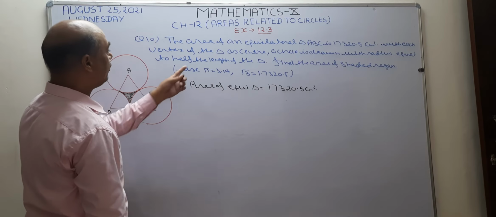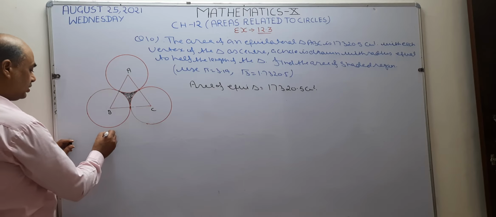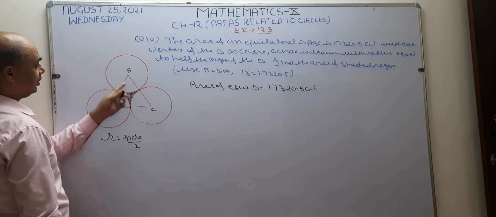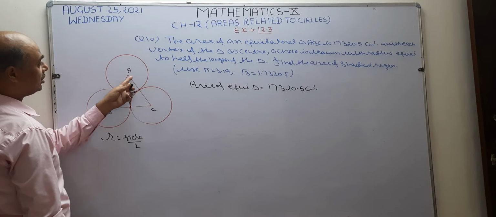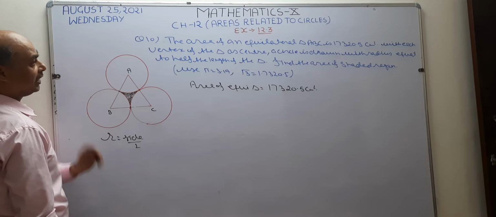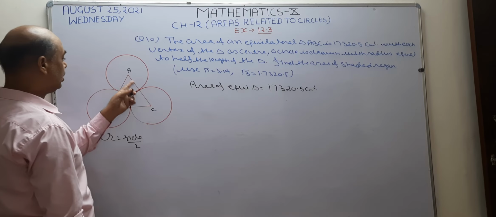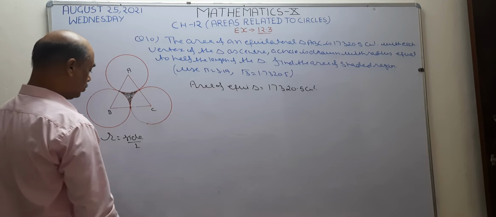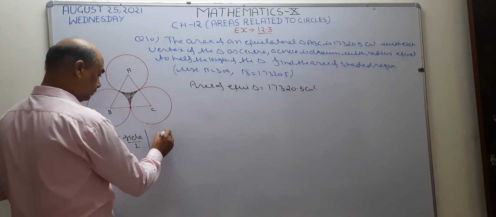With each vertex of this triangle ABC as a center, a circle is drawn with the radius equal to half of the length. It means radius is equal to half of the side. This is given. Half of the side is the radius of the circle. These three circles we are going to subtract from this triangle. After subtracting these three circles, we are going to find the area of this shaded region. Okay.